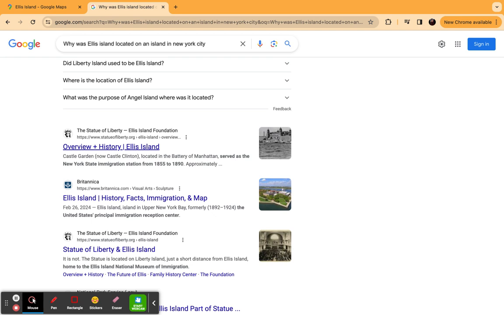Typically, if you have a .org, a .edu, or a .gov, it tends to be fairly reliable. Looking at this, I know that this is coming from the Statue of Liberty website, so that could be a very useful website because it's most likely run by either a historical foundation or the US government.